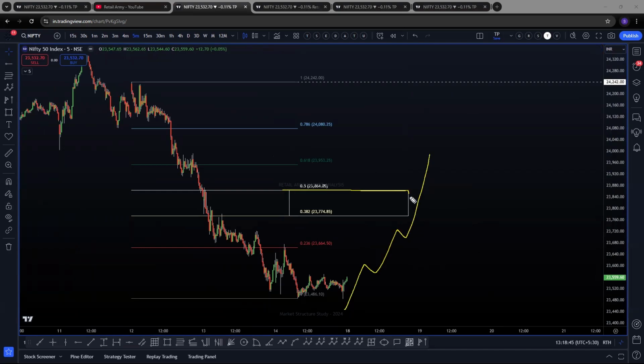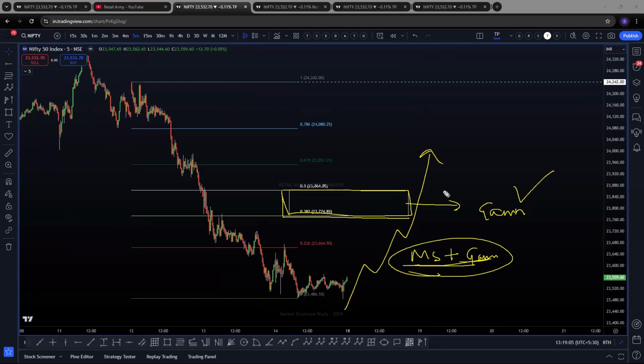If there's a sharp move, and if this zone breaks, shift towards your Gann levels completely. Right now, what we're doing is we're seeing market structure, and then now we're going to see Gann levels. We're going to combine both of them. If the 38 to 50% zone breaks, shift only towards Gann levels.